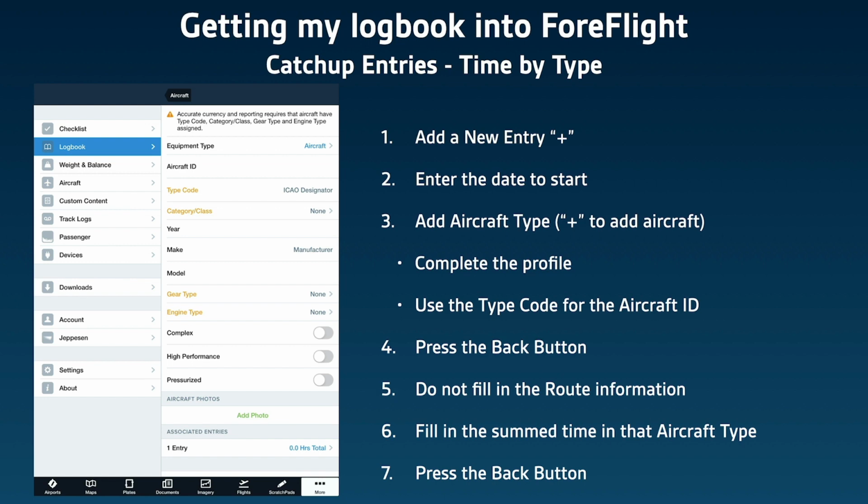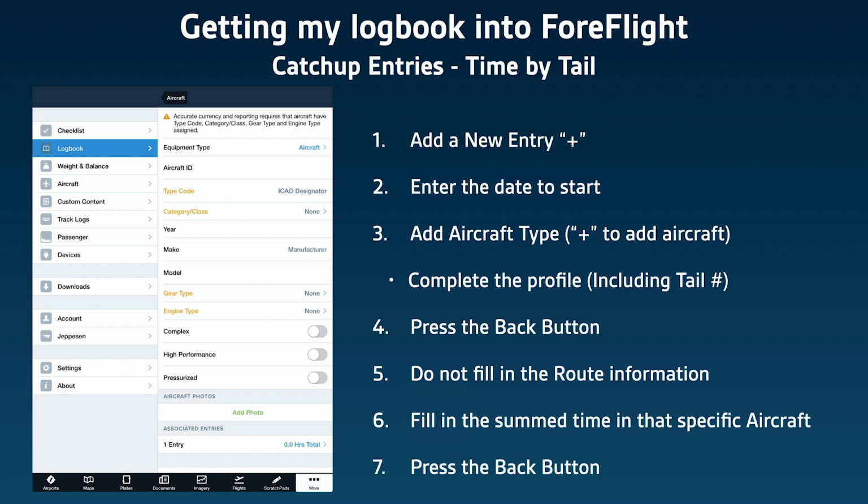So if you had flown a retractable gear Aero or a Bonanza, any aircraft type, you're going to put those attributes in. Complete the rest of that profile and then press the back button. Then don't enter any route information and complete the rest of the form the same as you did with the page line summary. This is going to allow the experience report to generate information specific to that aircraft type and give you a report that will give you a total flight experience in that type of aircraft prior to your ForeFlight logbook.